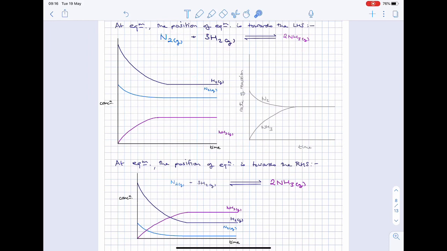So you can have an equilibrium, i.e. where the rate of the forward reaction is the same as the reverse reaction, but we can have the position of equilibrium towards the left-hand side as in this first scenario here. So in the reaction mixture, there's more of the reactant side substances compared to the product side substances. If the position of equilibrium is towards the right-hand side, what we mean by that is when the rates of the forward and reverse reactions are equal, so we've got equilibrium, we've got more of the product side substances compared to the reactant side substances. So we say the position of equilibrium is towards the right-hand side.